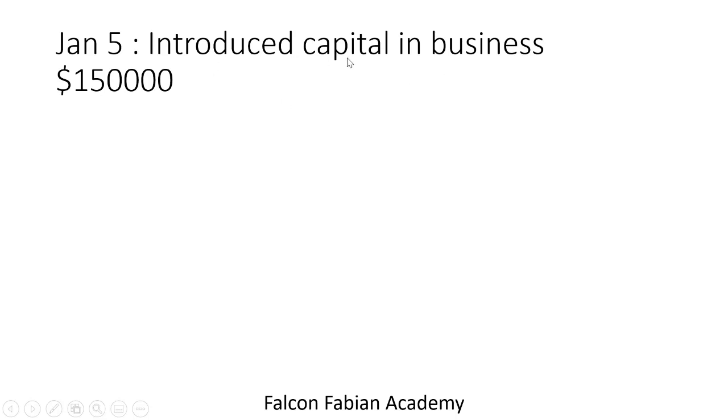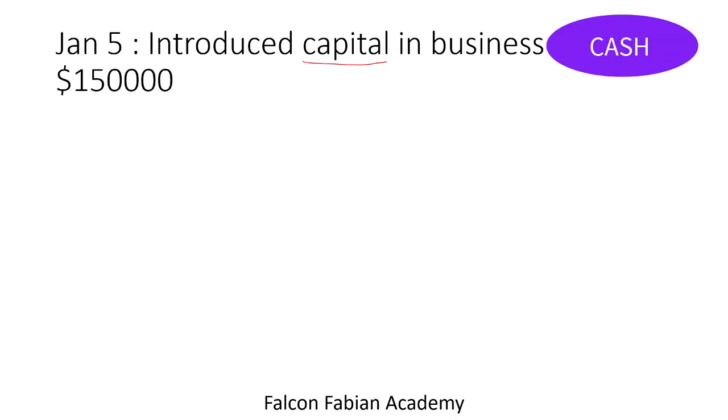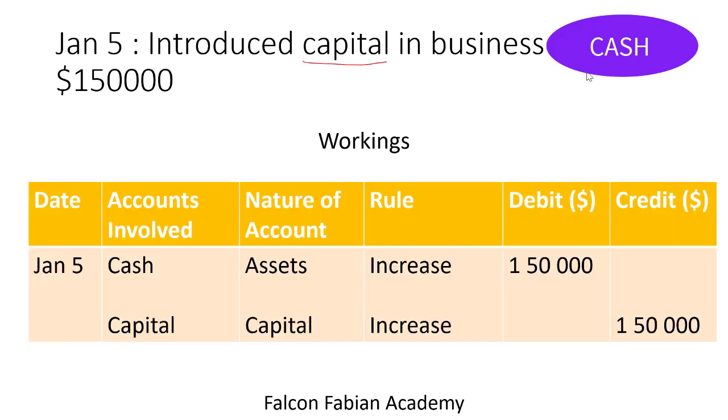So the owner has introduced capital in the business. So here the first account is capital and owner is giving money to the business. Therefore, the second account is going to be cash. So the first account is capital and the second account is cash. Now let's do the workings first. So this is the next entry. You would leave a line and then do the workings and then go to the journal and record the entry.